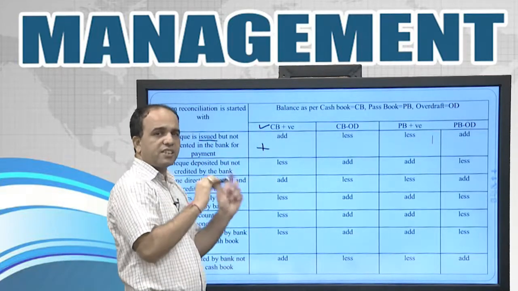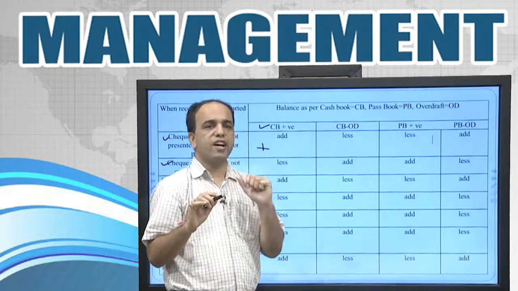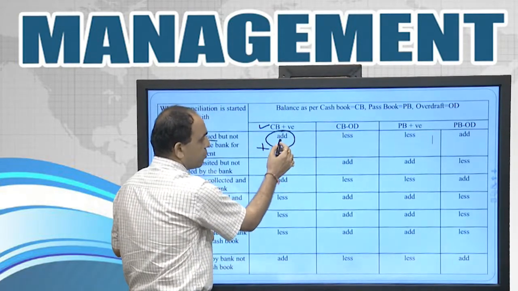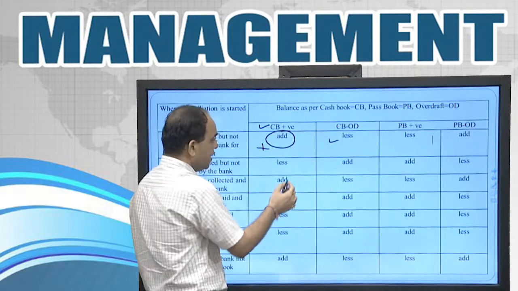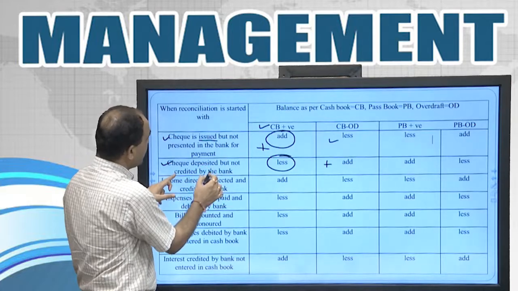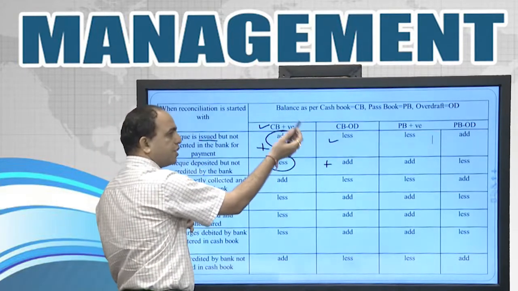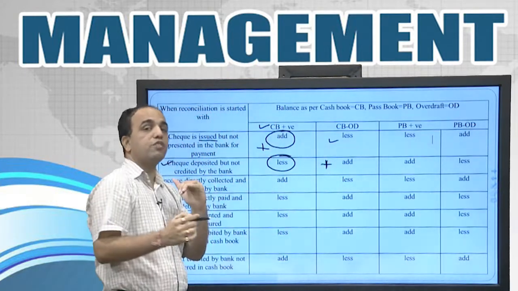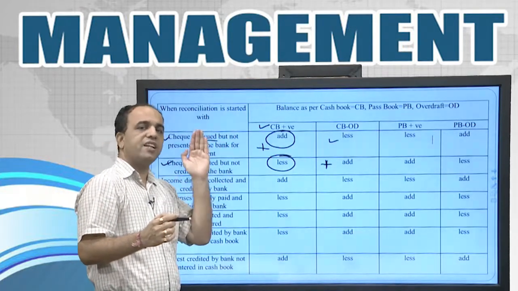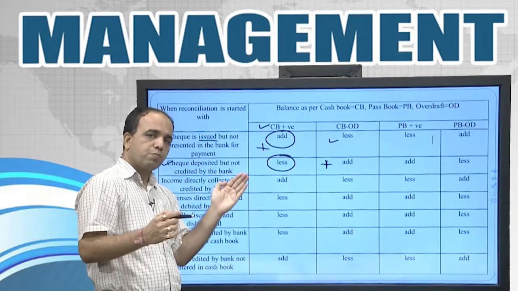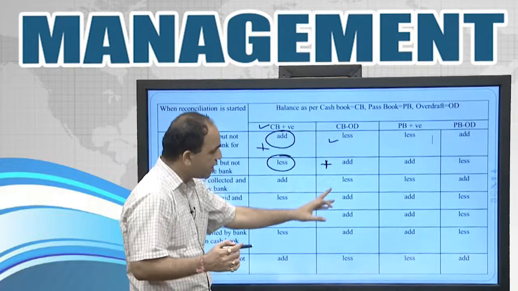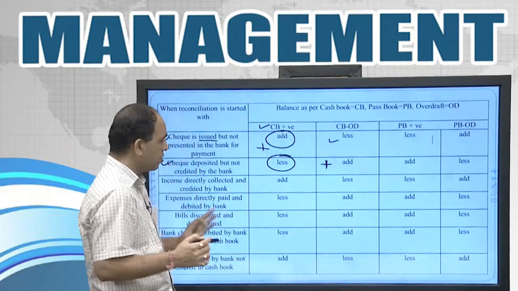But friends, in this session we will emphasize more on overdraft also. If we have started with overdraft, then whatever the transactions, if it is added, it should be deducted; if it is minus, it should be plus. So generally, check deposited but not credited by the bank, if it is an overdraft, it should be added because it will reduce your overdraft. So your starting point is important, whether it is a cash book bank balance or, as per cash book, overdraft. So if it is an overdraft, understand the effect.